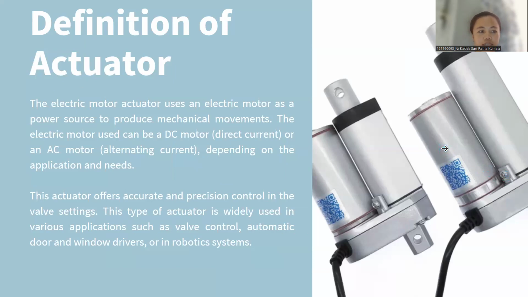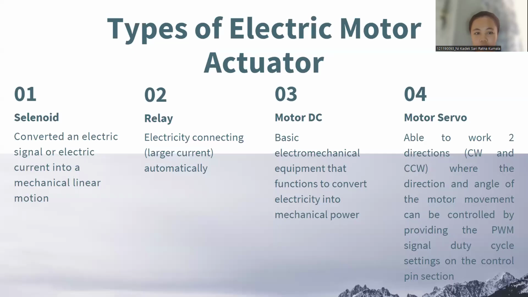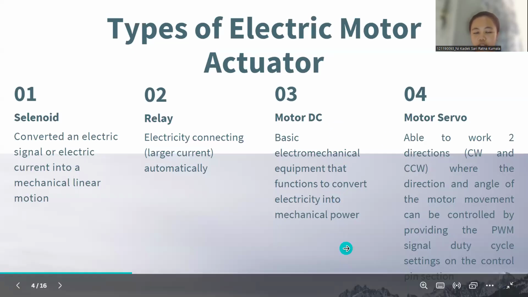Okay, first of all, the definition of an actuator. The electric motor actuator uses an electric motor as a power source to produce mechanical movements. The electric motor used can be a DC motor or an AC motor, depending on the application and needs. This actuator offers accurate and precise control in valve settings. This type of actuator is widely used in various applications, such as valve control, automatic door and window drivers, or in robotic systems.